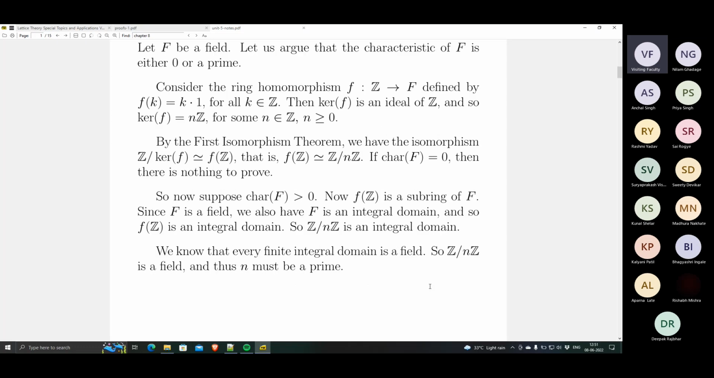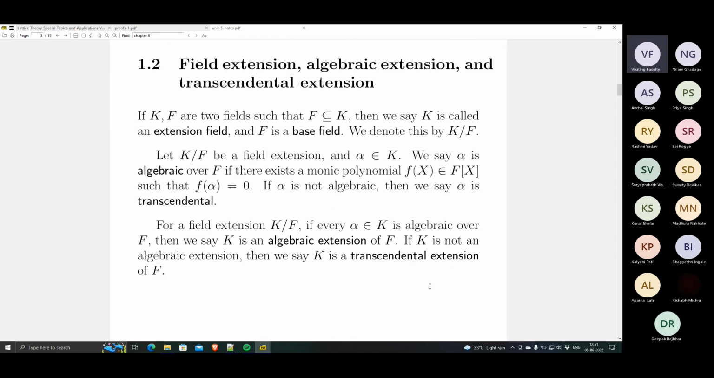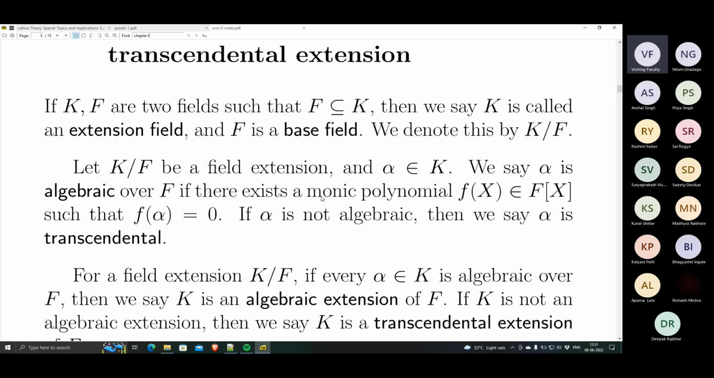So that was the basic thing. Now let's go to the main objects that we will deal with in this course. These are called field extensions. Then there is a special case, algebraic extension, transcendental extension, etc. Okay. So before we begin, let's start with a simple notation.